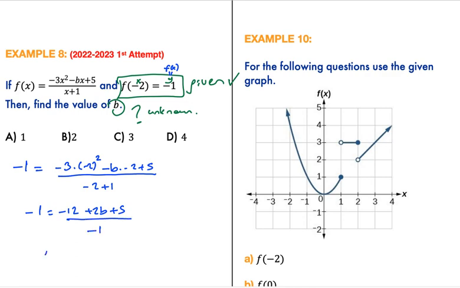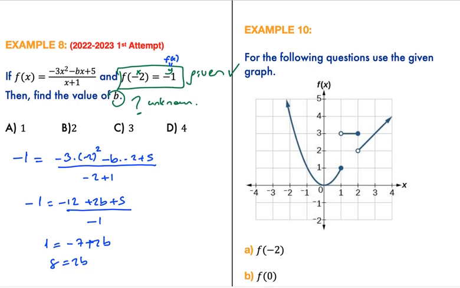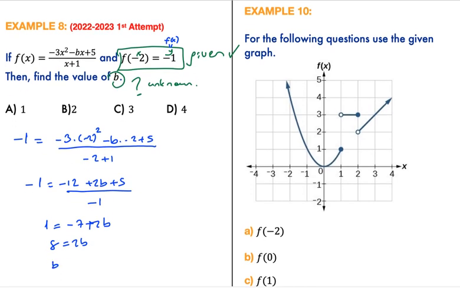Cross multiply, 1 is equal to negative 12 plus 5 is negative 7, plus 2b. Bring negative 7 to the other side, 8 is 2b. Dividing both sides by 2, 8 over 2 makes 4. Option D has 4 in it. So by using the given, we found the unknown.